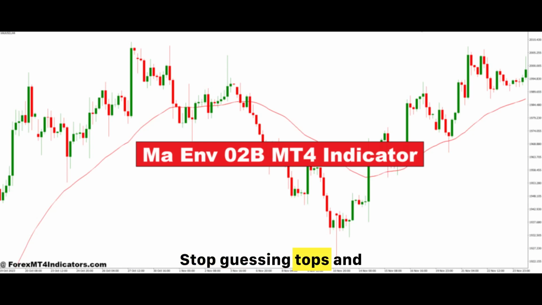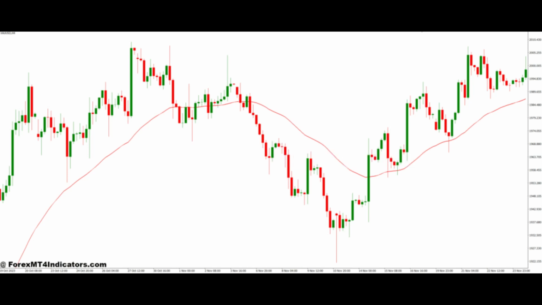Stop guessing tops and bottoms. What if one simple indicator showed you exactly when price is stretched too far and ready to snap back? This is the MA ENV 02B indicator.